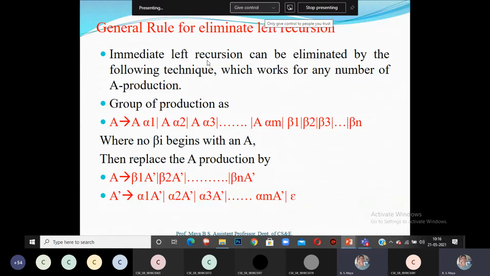Please copy down. Immediate left recursion can be eliminated by the following technique, which works for any number of A productions. Group the productions as A derives A alpha 1, A alpha 2, A alpha 3, and so on up to A alpha m, beta 1, beta 2, beta 3, and so on up to beta n, where no beta i begins with A.